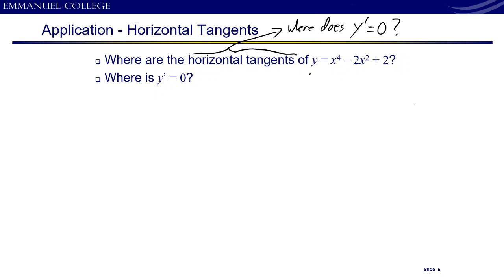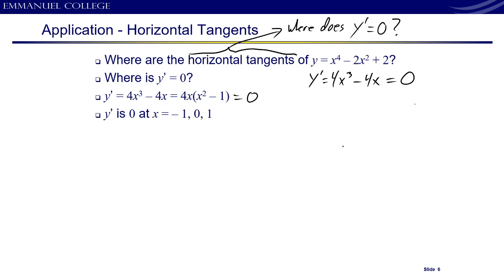So if we take our derivative, this will just be 4x to the 3rd minus 4x. And you want to set that equal to 0. The nice thing is we can factor this out. There's a 4x that's common amongst everything. So that leaves me 4x times x squared minus 1. X squared minus 1 is the difference of squares. So I have 4x times x plus 1 times x minus 1 is equal to 0.